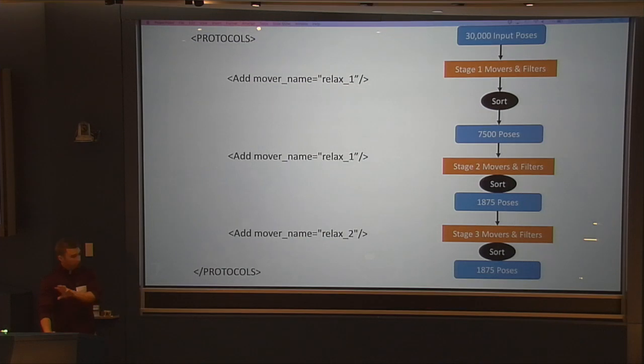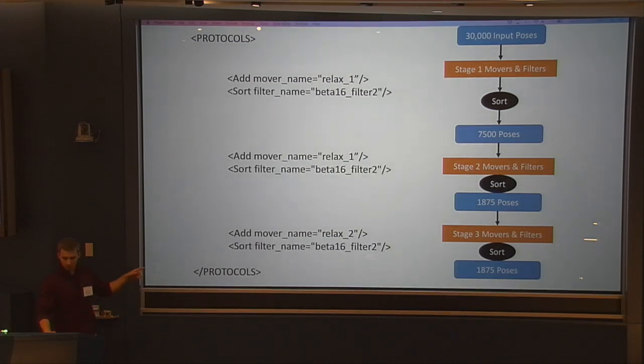So the way to reflect that into the XML is to add these sort tags after each stage, and you just give it some filter, and it will take the floating point number returned by that filter and use it as a sorting metric.